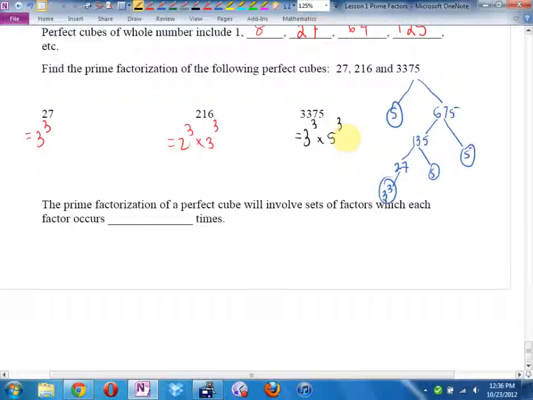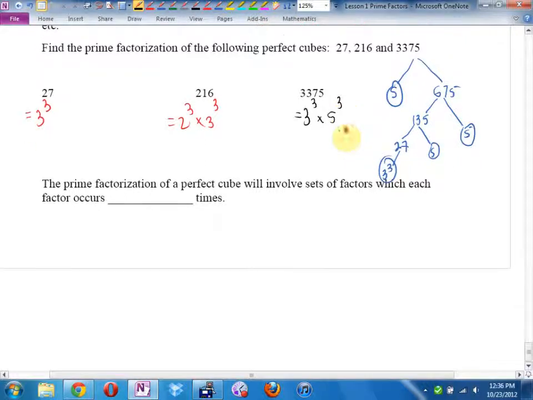Now, you do have a cube root button on your calculator. Get your calculators out, please.